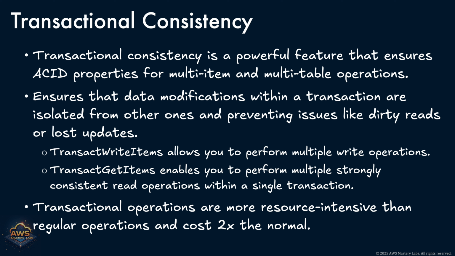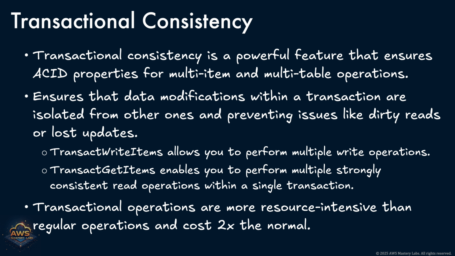Inventory management, where stock levels across multiple warehouses need to be updated atomically. Order processing, where multiple items in an order need to be updated simultaneously to reflect the correct order status, inventory, and shipping information. There are a couple of limitations of transactional consistency in Amazon DynamoDB: size and item limits.